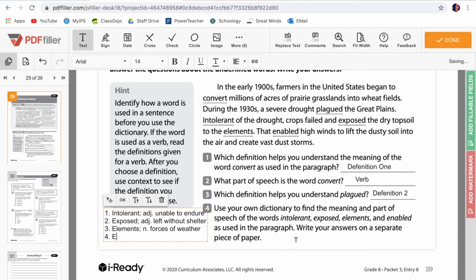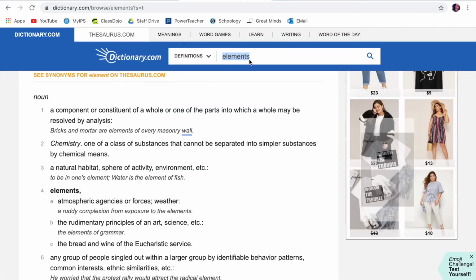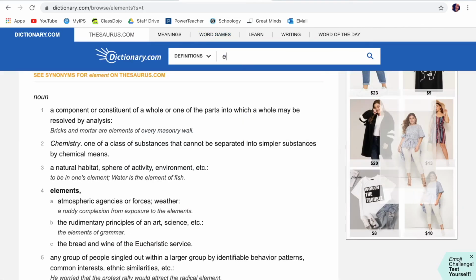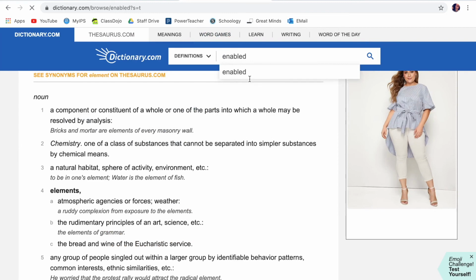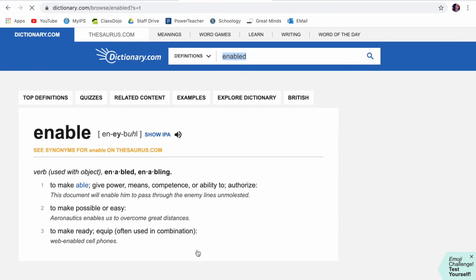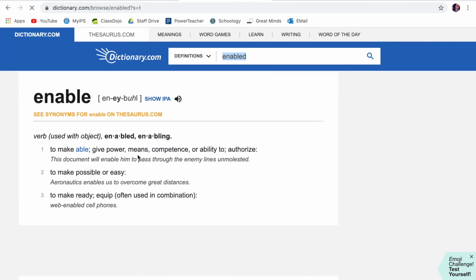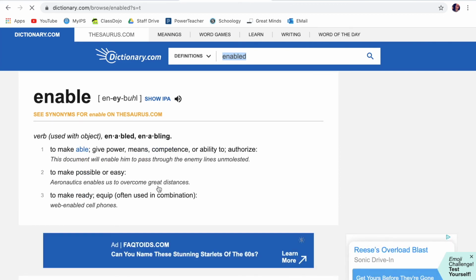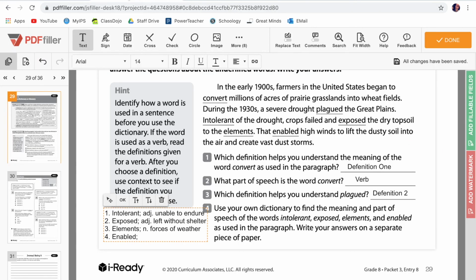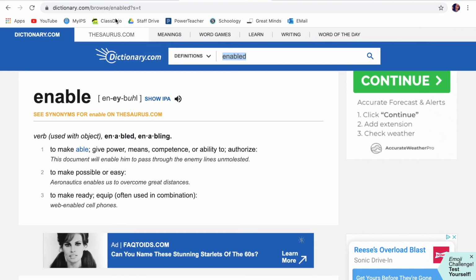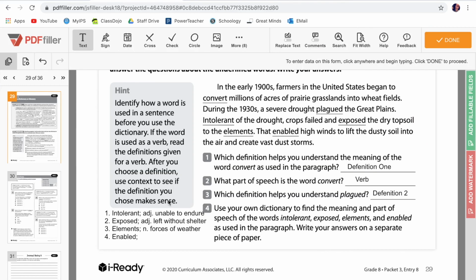Number four is enabled. What is enabled? Let's find out. Enabled is always a verb. It says to make able, give power, to make possible or easy, or to make ready. Well, let's read our sentence using it here. It says, that enabled high winds to lift the dusty soil into the air. So I would say it made it possible. Okay? So we know that enabled is a verb, which means to make possible.